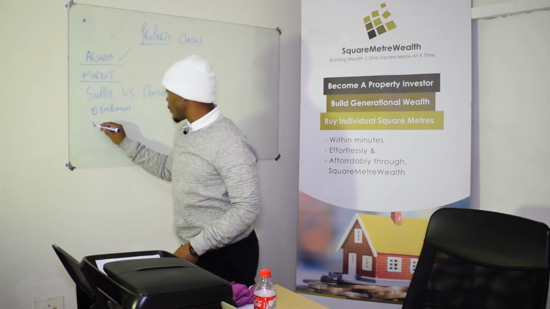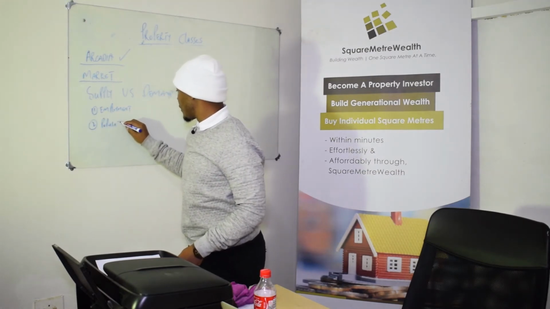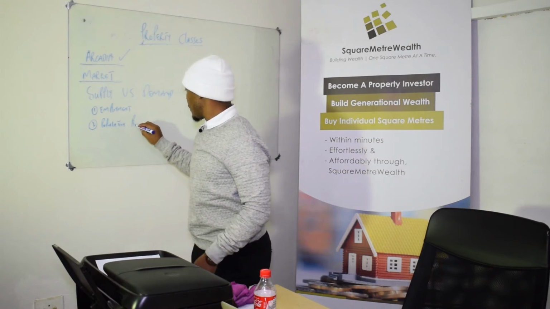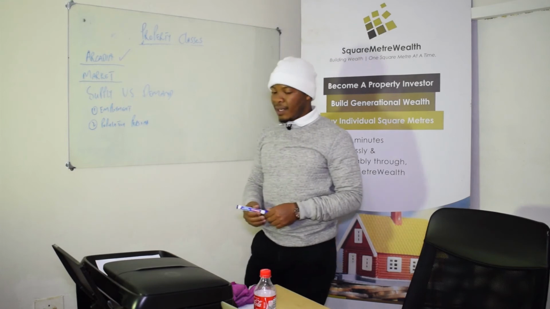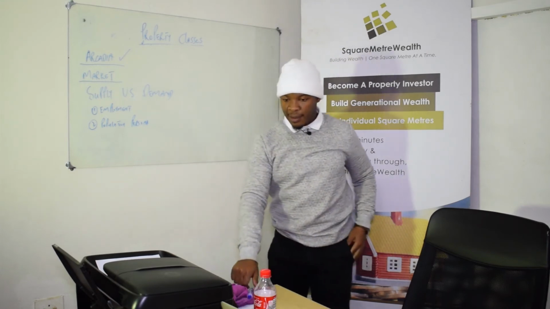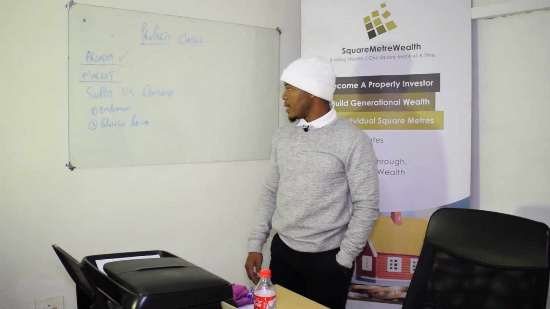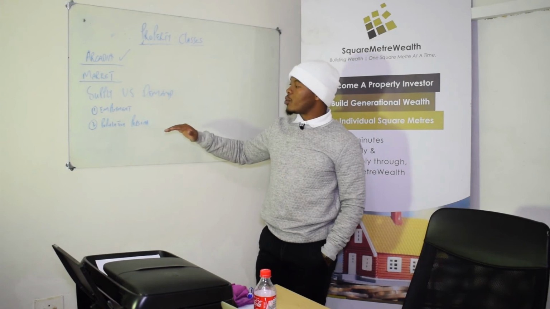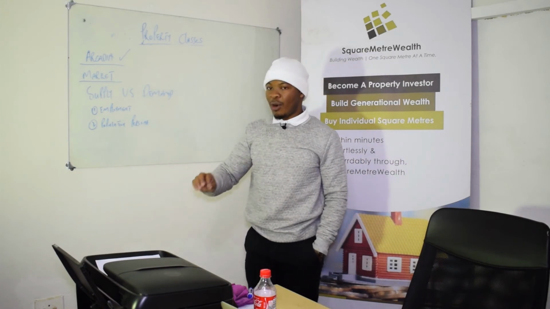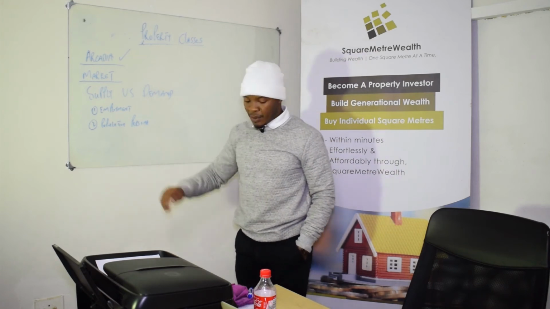Number two, population personas. People will generally want to stay in areas with a certain kind of persona. The example that I always make is that of Sandton, which is to say people will go to Sandton because of its status. That is the population persona.